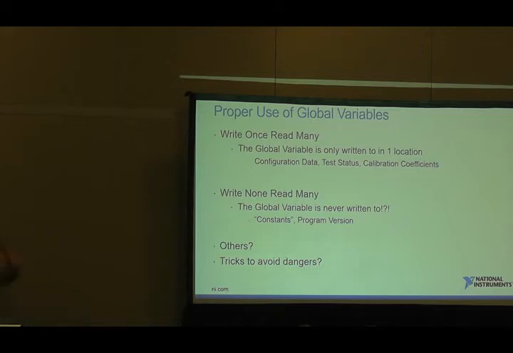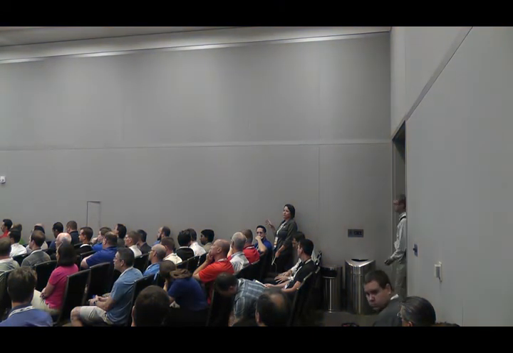Now, Nancy, I remember when we had the review, you were telling me about making the global private and then making the VI access it. Yeah, it was: take your global variable, put it in a project, and make it private. Because once the global variable is in a project and it's private, no one can use the global variable.